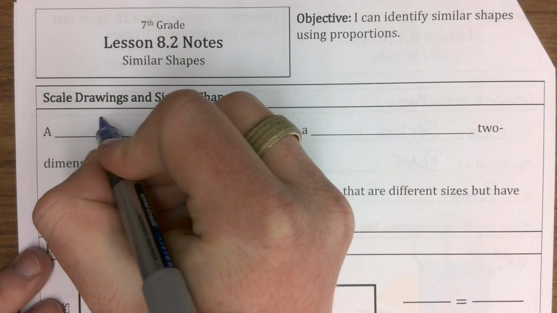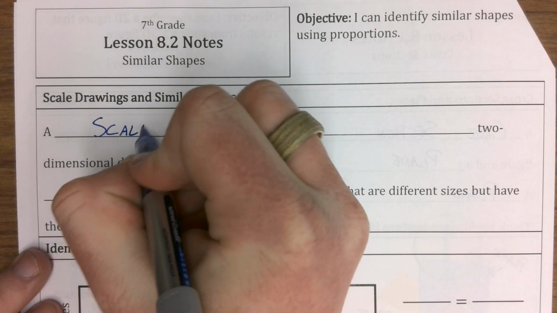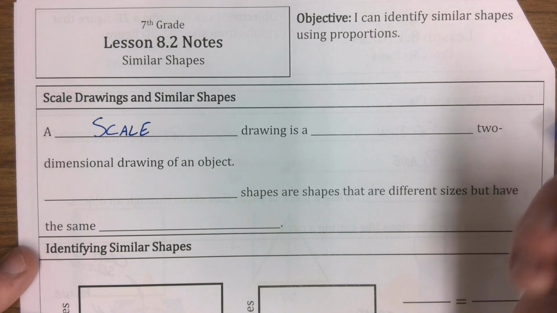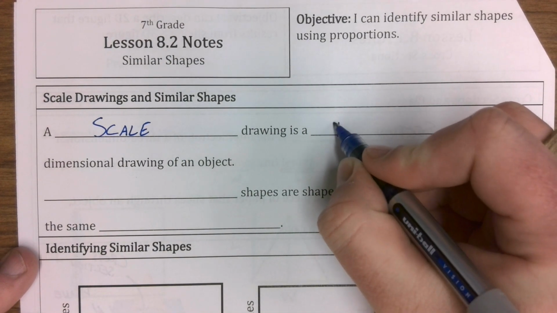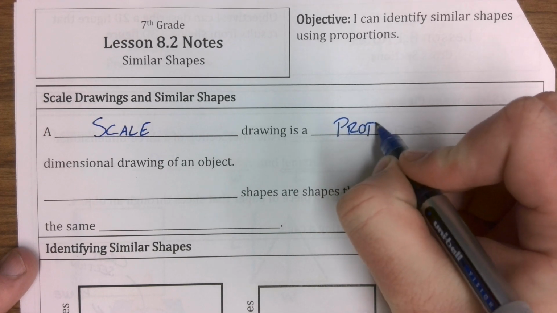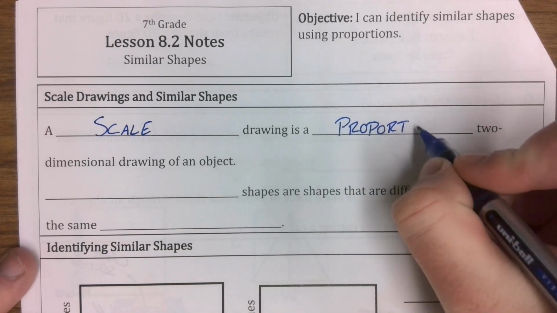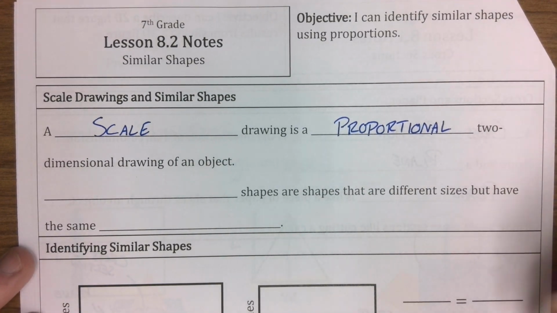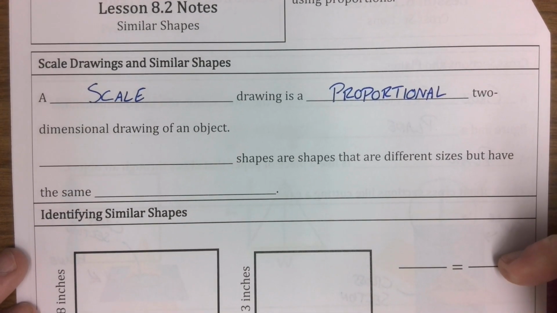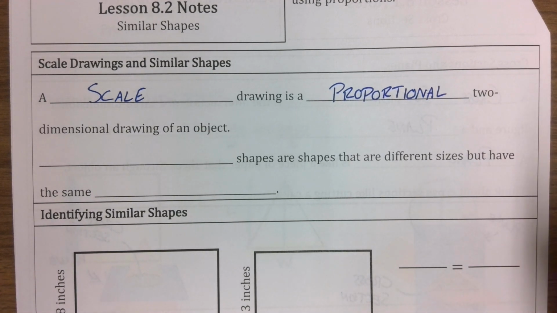A scale drawing is a proportional two-dimensional drawing of an object. And remember, proportional just means that the ratio between the side lengths is the same.